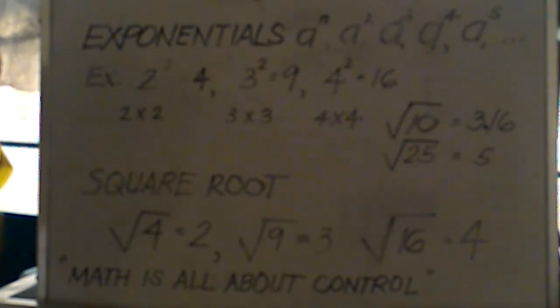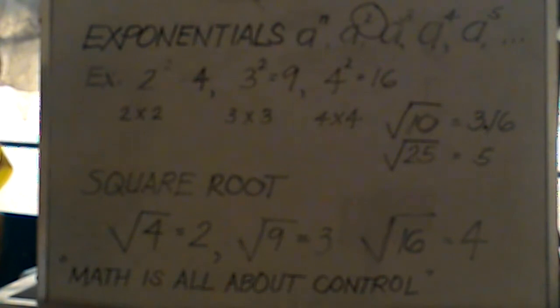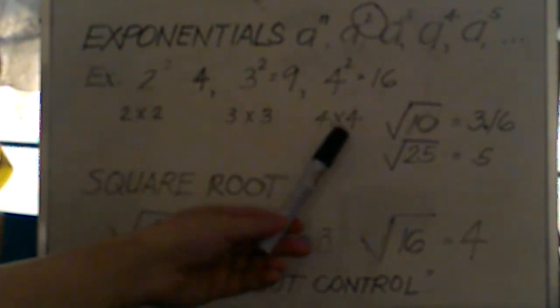Now, in order for you to fully understand the concept of square root, you also must have a basic idea of what exponents are, particularly those of exponent 2. Exponential, simply put, is the repeated multiplication of a number by itself. So for example, 2 raised to 2 is 4, 3 raised to 2 is 9, 4 raised to 2 is 16.